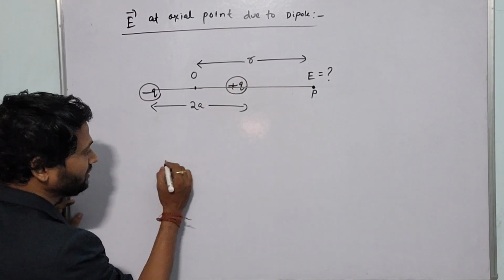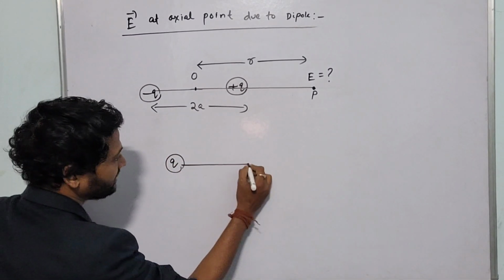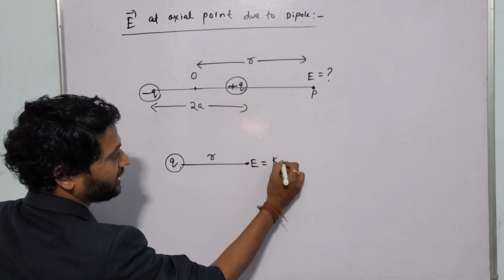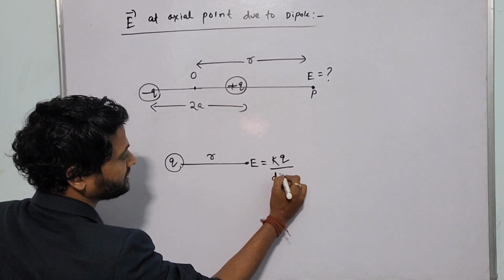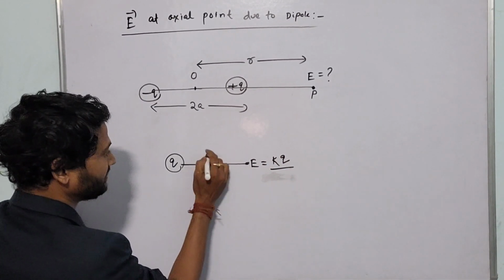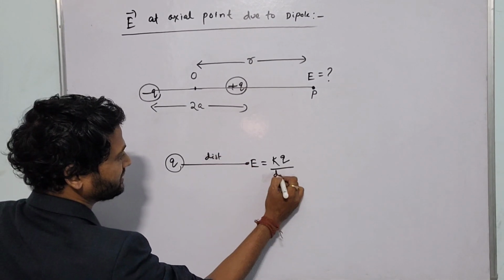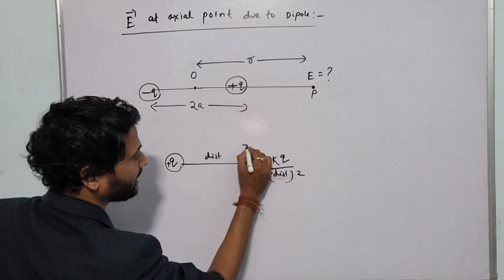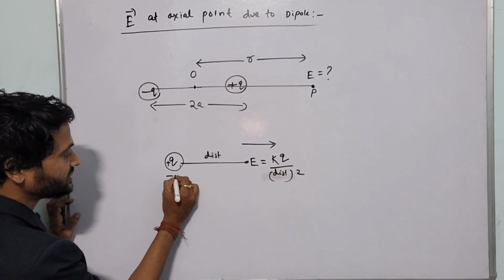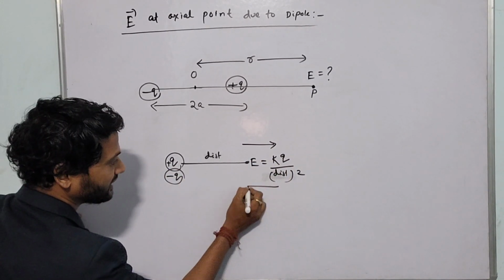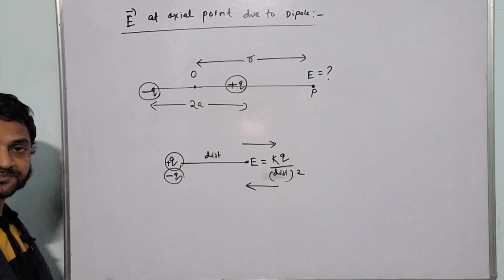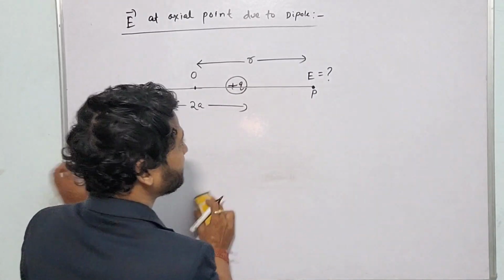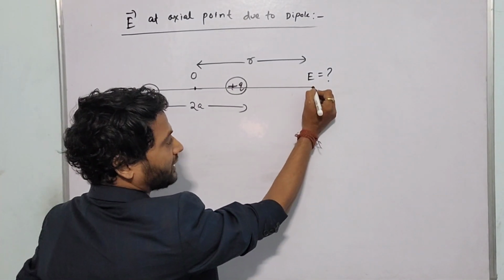एक चीज याद रखो, अगर आपके पास एक चार्ज है, you will find out electric field at this point. The formula is kq upon distance square, or r square. If it is distance, it is distance square. अगर ये पॉजिटिव चार्ज होगा, इलेक्ट्रिक फील्ड का डायरेक्शन अवे फ्रॉम द चार्ज। इफ इट इज नेगेटिव, the direction of electric field is towards the charge. Clear? So here we'll find out electric field at this point.